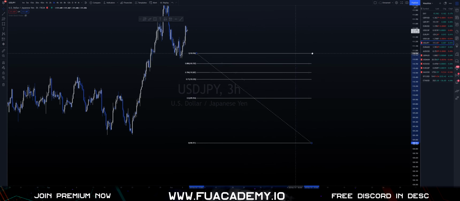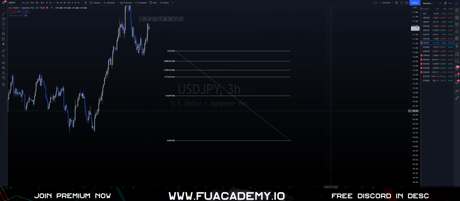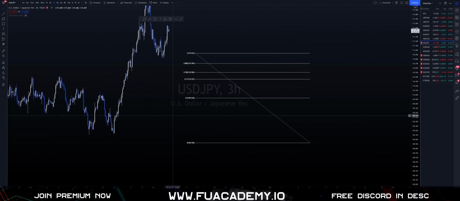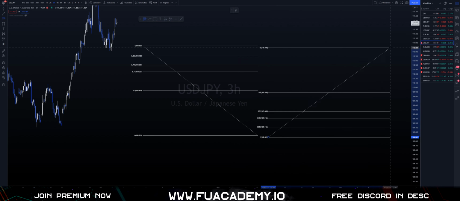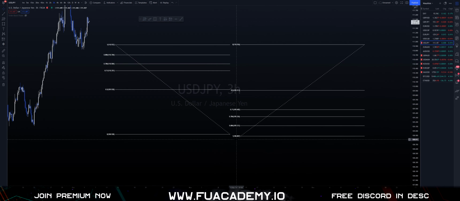As I always say, it's not a magic tool or anything. It just helps us identify the premium price levels to sell from, and then vice versa, helps us identify the discounted areas to buy from.